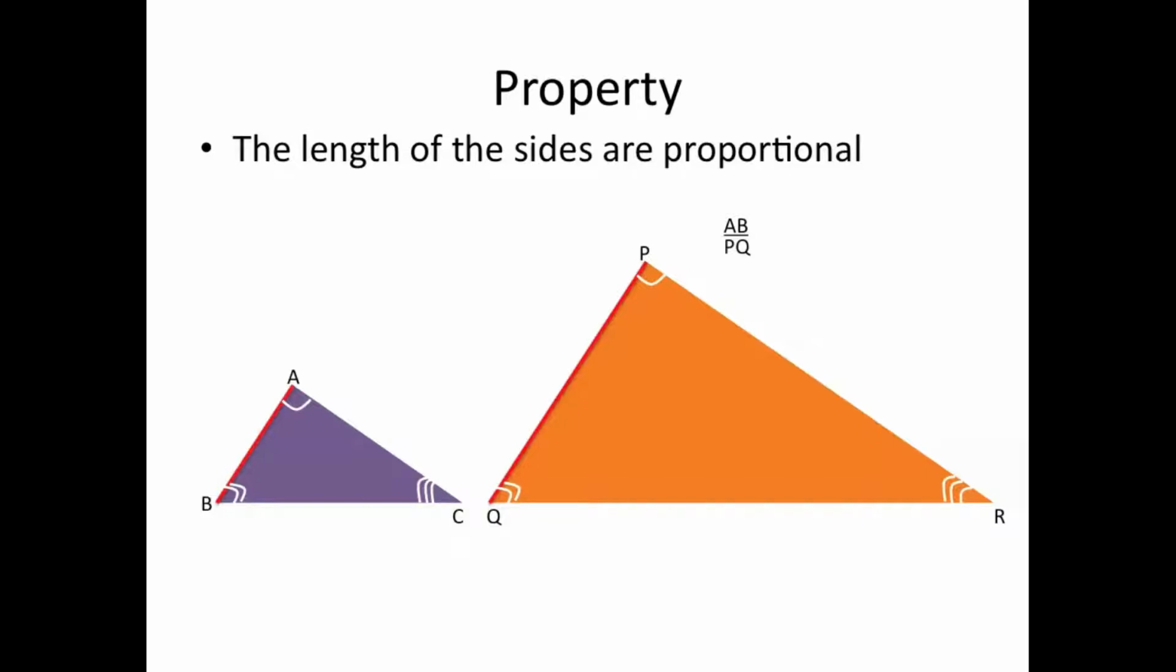And then next we have sides A and C, which are proportional to P and R. And lastly we have B and C, which are proportional to Q and R. So between similar triangles, you can write out the ratios of the sides that correspond with one another, and you'll see that they equal each other. We're going to actually prove this in the next part of this video.